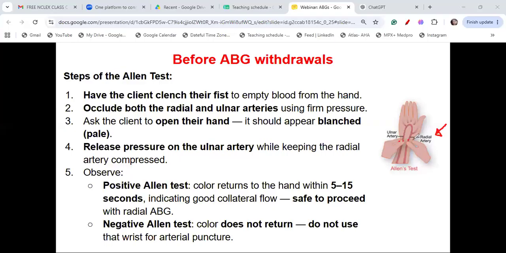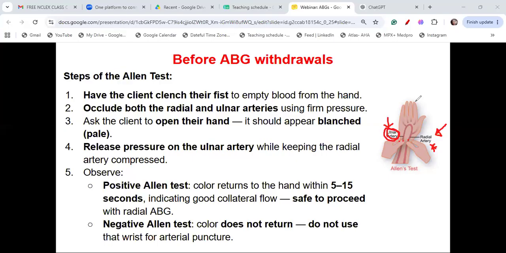After that, you release pressure on the ulnar artery while keeping the radial one still compressed. Remember, you want to test if the ulnar artery will be able to supply blood even when the radial is damaged or occluded. I hope that is clear. So you release this one as you keep this one compressed. We talk about a positive Allen test when the color returns to the hand within 5 to 15 seconds.